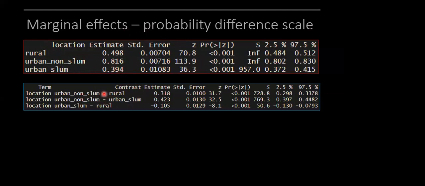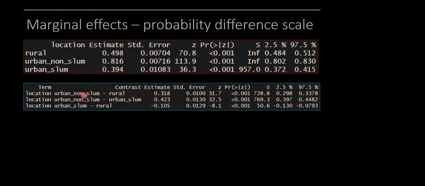And then generally the key result for your research question is, what are the differences between these groups? And now, thanks to the marginal effects being able to contrast the differences on the probability scale, we can think in terms of differences in probabilities, or equivalently differences in proportions or percentages. So, for example, here we've got urban non-slum minus rural. So it's saying, what is the difference in readiness in non-slum facilities minus rural facilities? And it's saying it's plus 0.3.